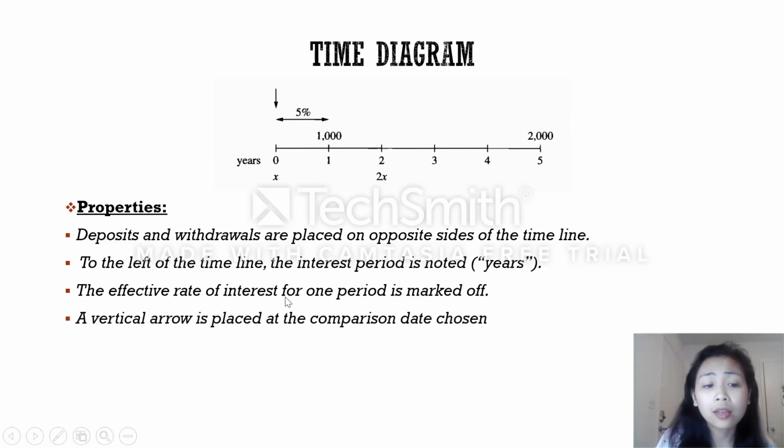One more property, a vertical arrow. The vertical arrow right here is placed at the comparison day chosen. That means which day we choose to be the comparison day. So here in this problem, we choose time 0 as the comparison day. If we mark the vertical arrow at time 5, that means we are using 5 as the comparison day.